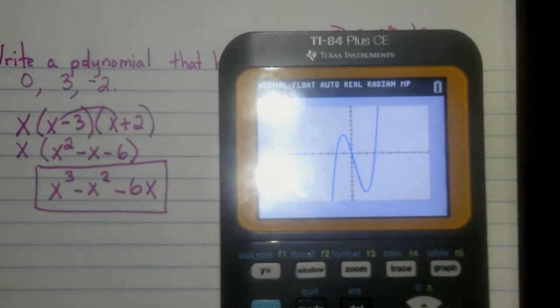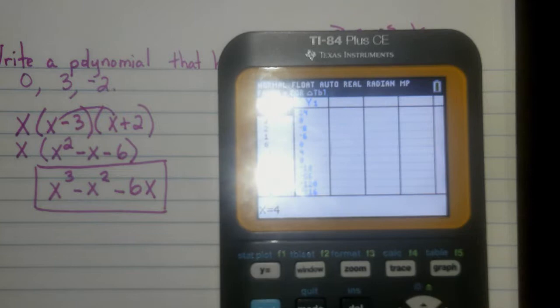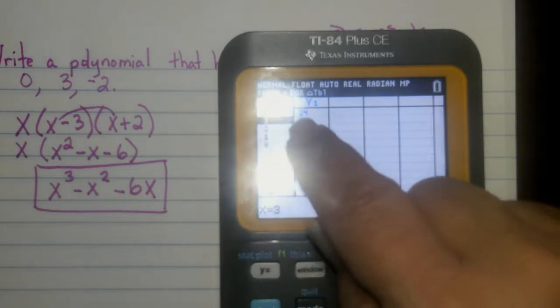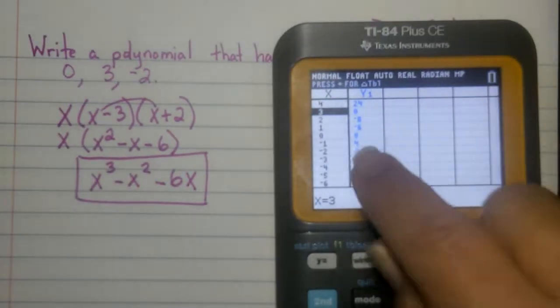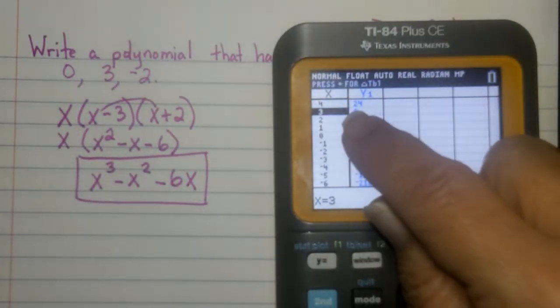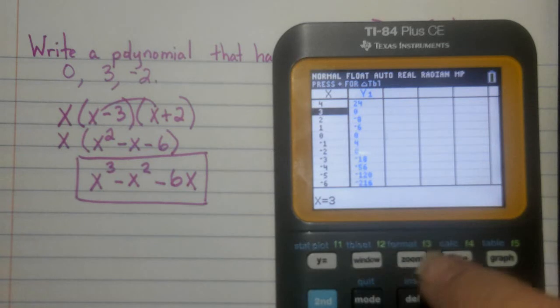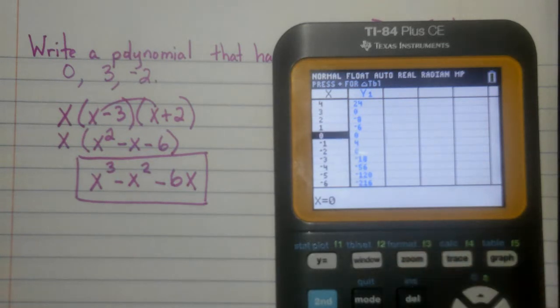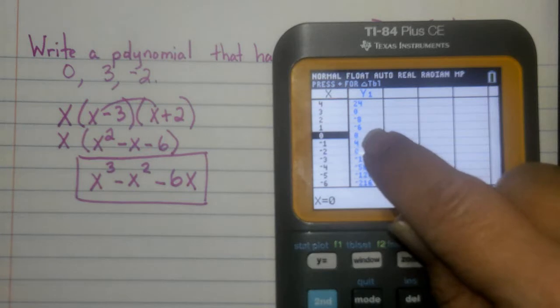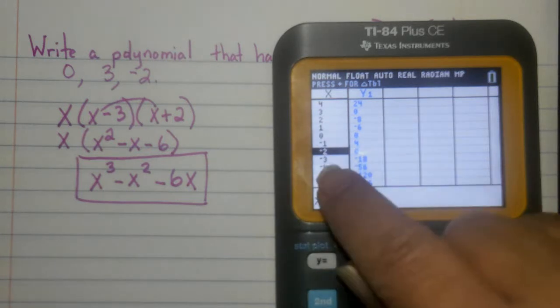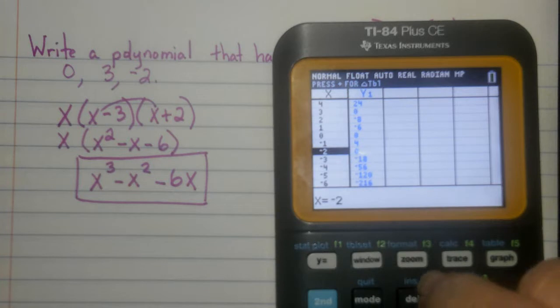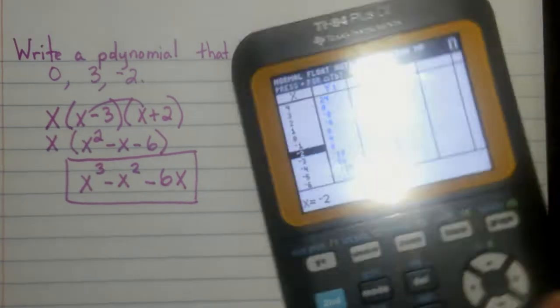The other place you can check is the table. So second graph will get you to table. And if we're at 3, do you see that the output, sorry, there's glare there. When x is 3, the output is 0. That tells me that there's a root of 3. When x is 0, I have an output of 0. And when x is -2, I have an output of 0. So that verifies that those are in fact roots of this polynomial.